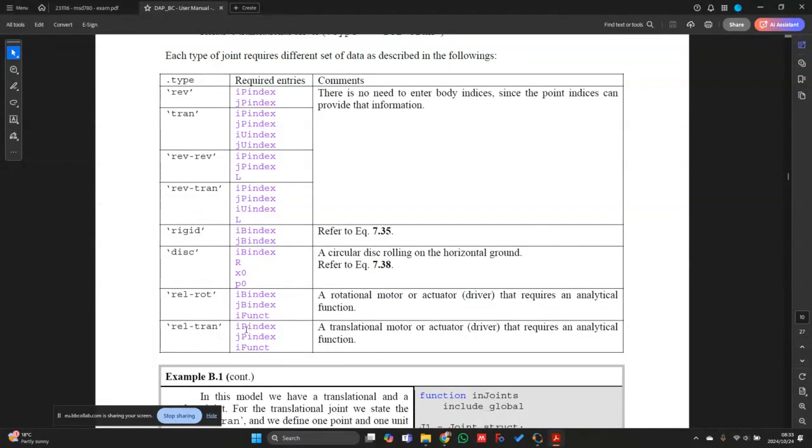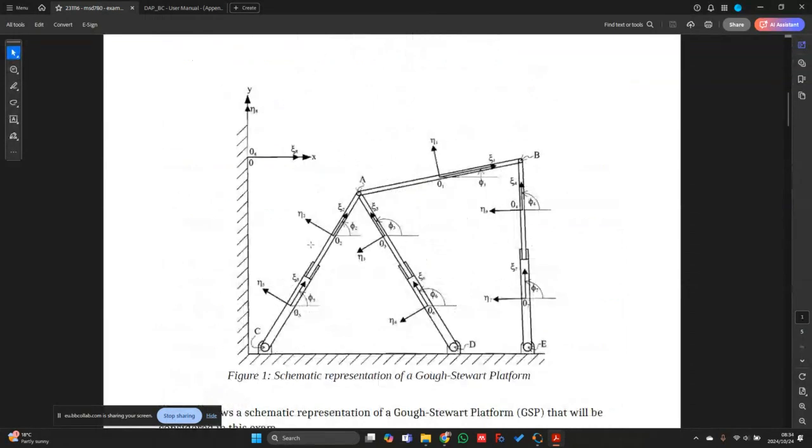In the case of the relative translation driver, I also need to give the point indices on the different bodies as well as the function that I'm going to utilize. Now, in my case, I do want to use the relative translation driver since I'm working with a translational actuator or a linear actuator. So in this case, if we go back, we can clearly see that in this schematic, these actuators have to basically translate along these axes over here. So that is why I then use the relative translation driver, and it coincides with the definition of the actuators as well.